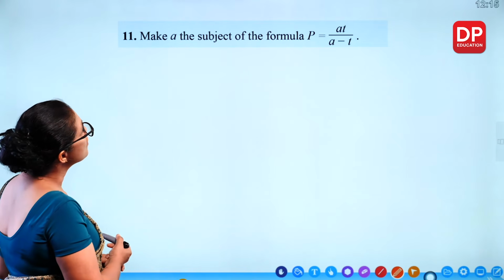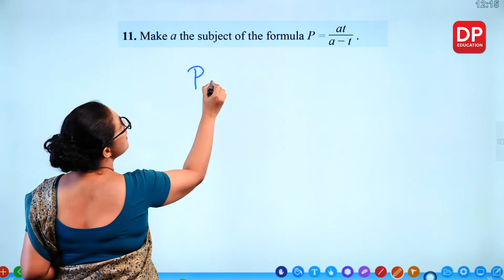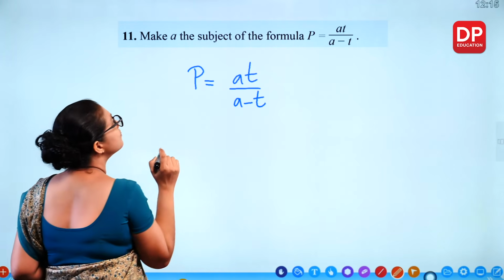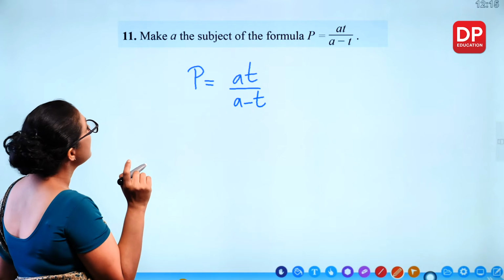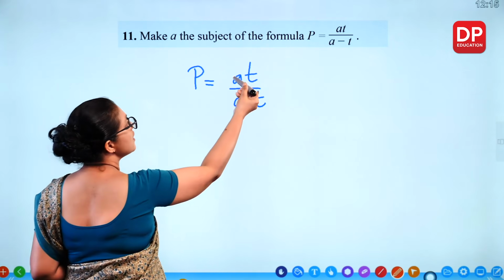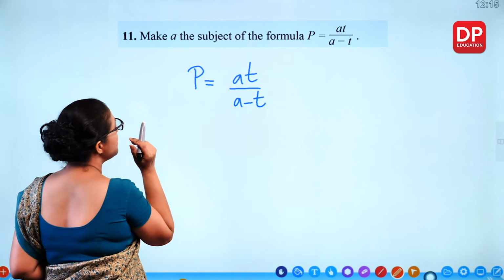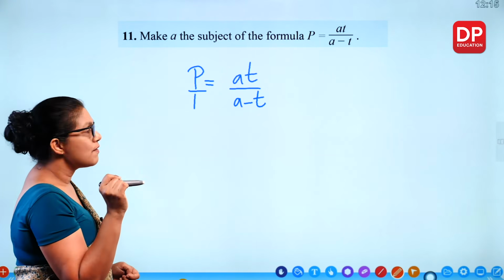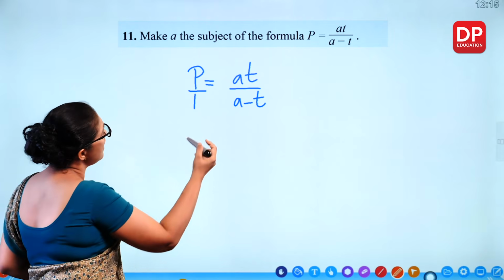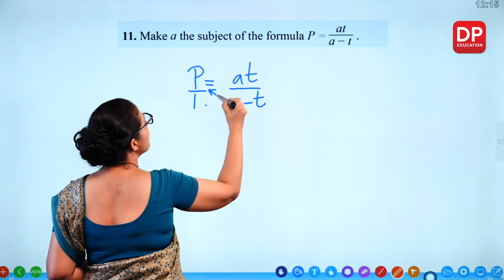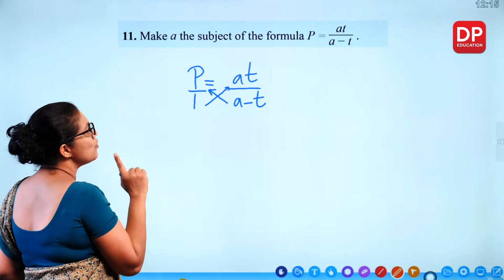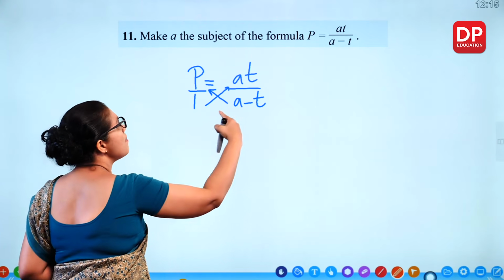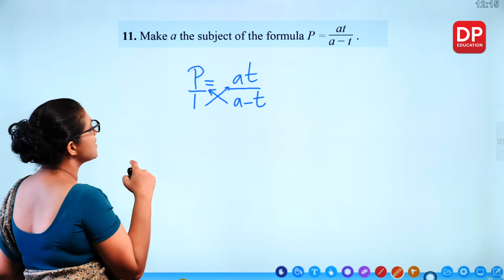Make a the subject of the formula. P equals at over a minus t. Now you need a. So you get a both in the numerator and the denominator. So that means we can multiply by a minus t first, both sides. Or we say basically cross multiply. Same thing, when you multiply both sides by a minus t is same as cross multiply these two sides.